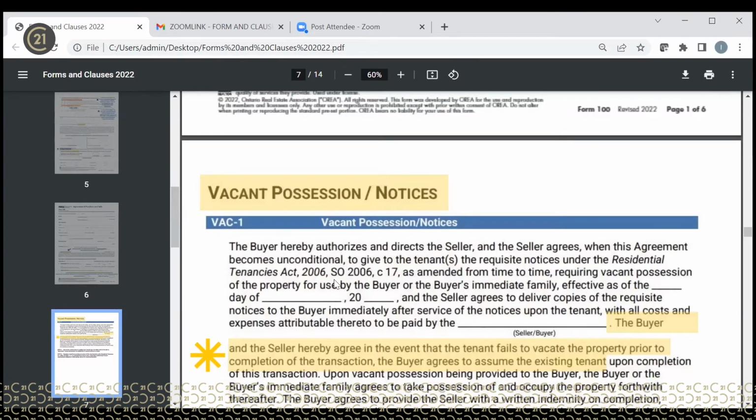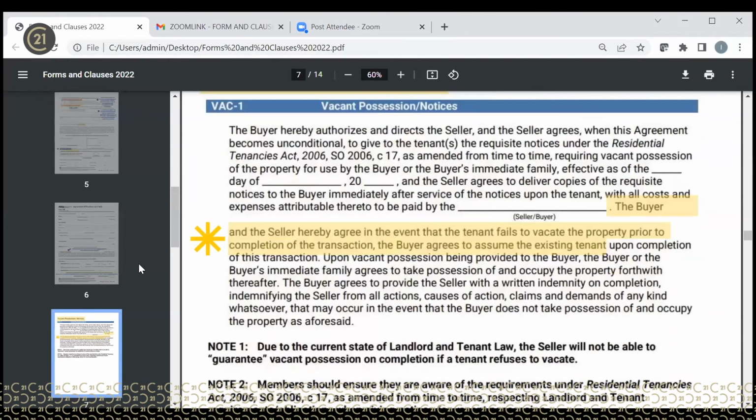One of them is that the buyer agrees that the seller will give the proper notice to the tenant because the buyer wants possession for his own use, and that's your clause here. But make sure the second part is included, and make sure everybody is aware that in the event the tenant fails to vacate the property prior to completion, the buyer agrees to assume the existing tenant. This is in here for your protection and your seller's protection.